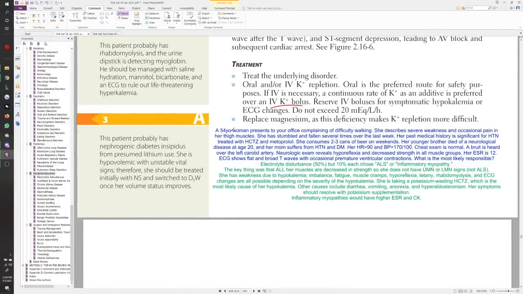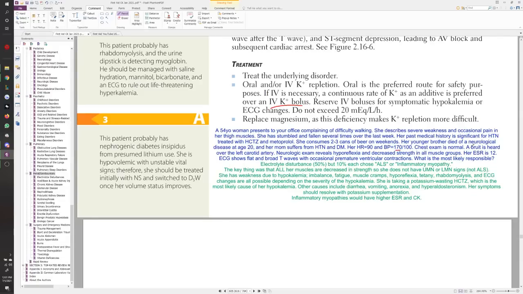Last question over here. A 54-year-old woman presents to your office complaining of difficulty walking. She describes severe weakness and occasional pain in her thigh muscles. She has stumbled and fallen several times over the last week. Past medical history is significant for hypertension, treated with HCTZ and metoprolol. She consumes 2 to 3 cans of beer on weekends. Her younger brother died of neurological disease at age 20, and her mom suffers from hypertension and diabetes. Her heart rate is 90 and blood pressure is very high.